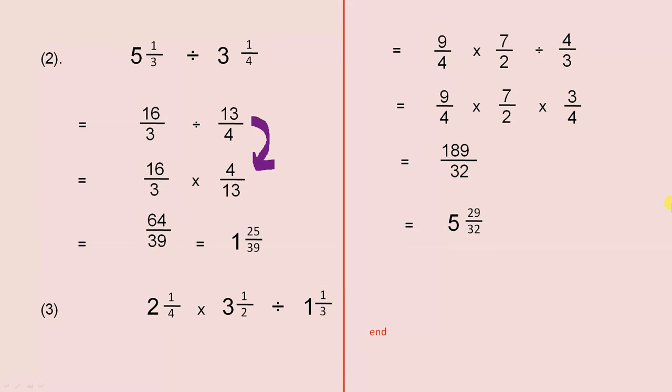So this video has outlined the process for dividing mixed fractions, and the steps are quite straightforward. If you follow them one by one, you won't go wrong. Remember to do any simplification at the end.